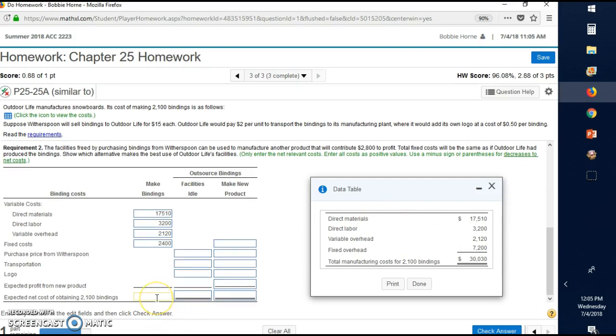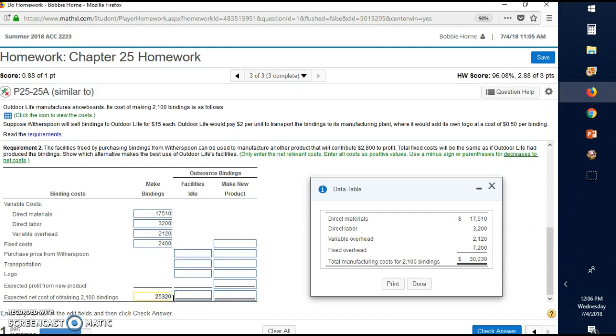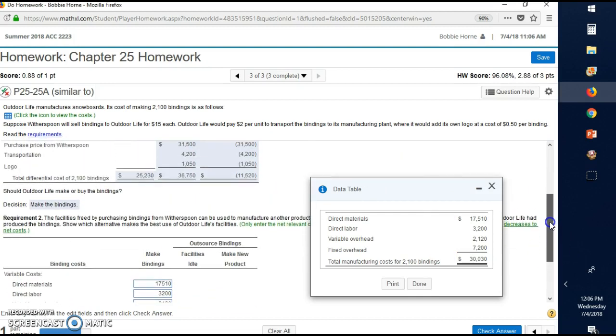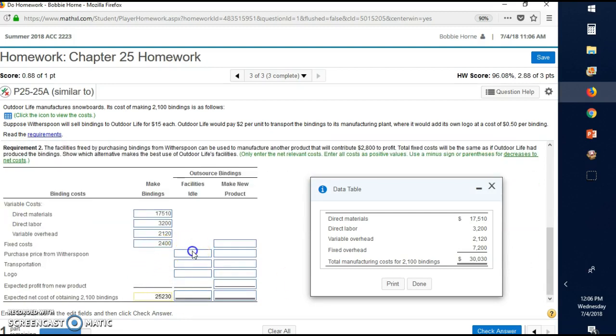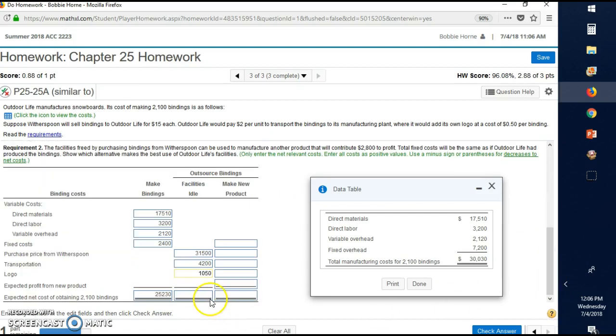The new part is going to be, what if we outsource and we make a new product with the time we have? Be careful when you're copying numbers. So I believe I have all those right. Then the second one, 31,500, 4,200, and 1,050 here, and 36,750.